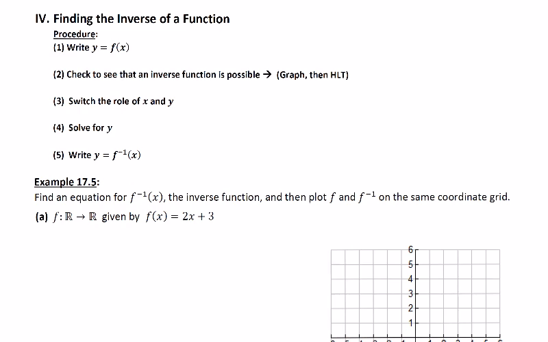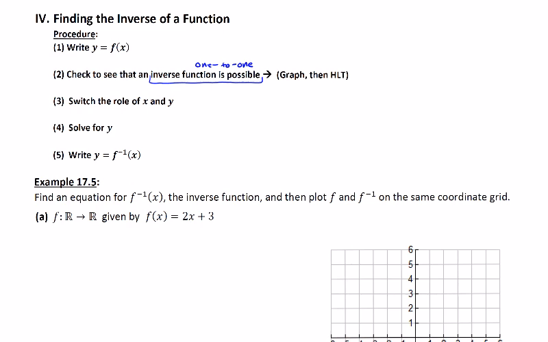Step number 2, though, is really important. It says check to see that an inverse function is possible. Now we know that an inverse function is possible if your function is one-to-one. We've had those conversations back when we talked about the definition for the inverse. You have to start with a one-to-one function in order for this process to even work. So the best way to do this is to just graph your function and then apply the horizontal line test. That's what HLT means, horizontal line test.